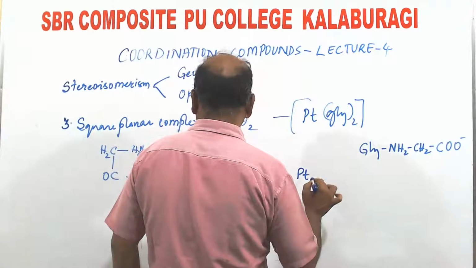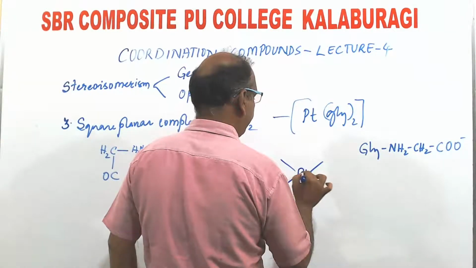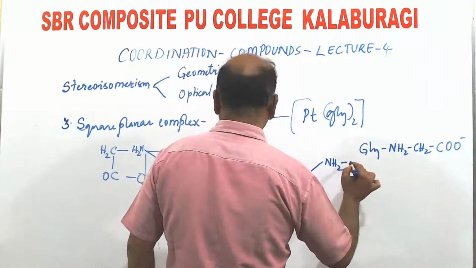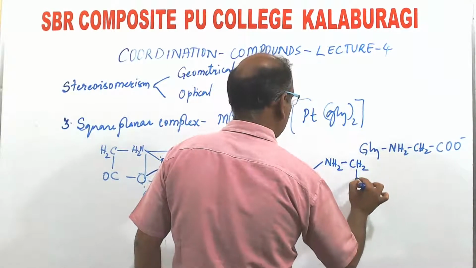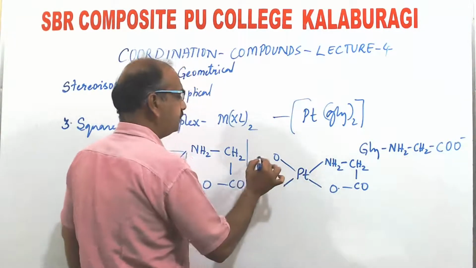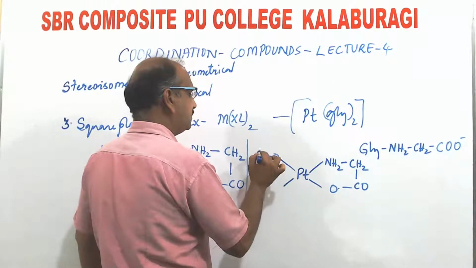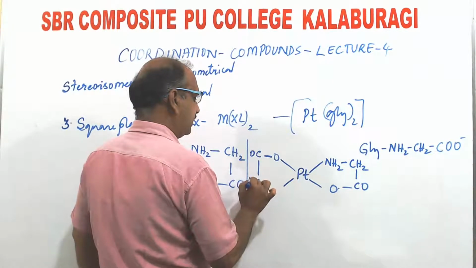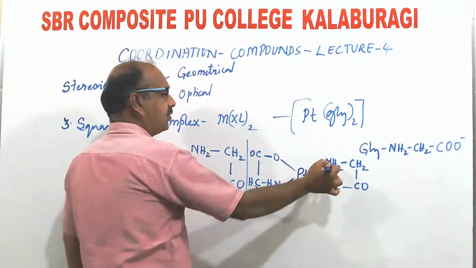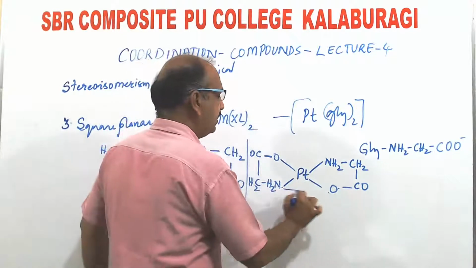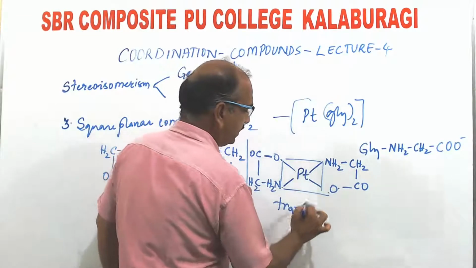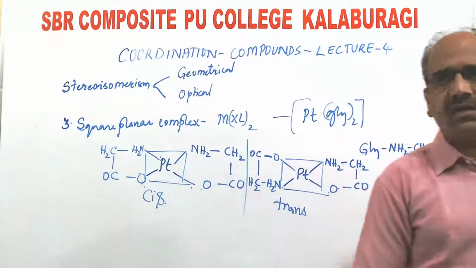The other one, you have NH2, CH2, then CO and O. And here O, next is CO, this is CH2 and NH2. Now here what has happened? The nitrogens and the oxygens are in the trans form. This is called as a trans isomer.